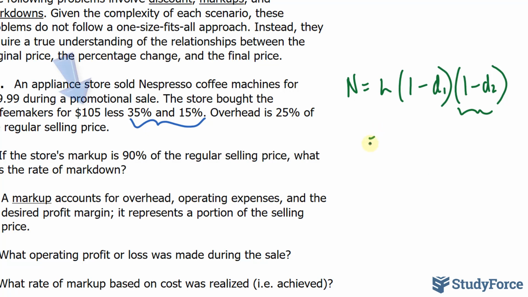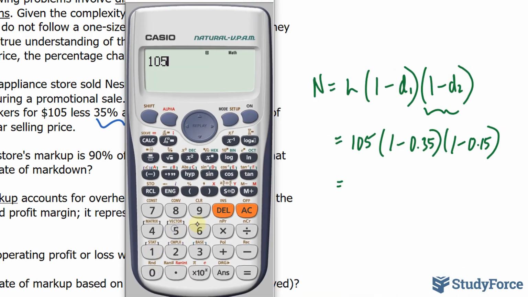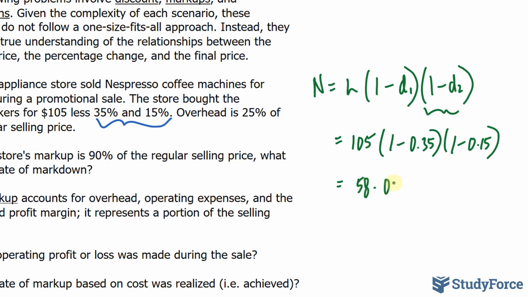So with that being said, the list price is $105. And the first discount is 35%. So I'll change that into a decimal as 0.35 and also change D sub 2 as 0.15. Using our calculator, we have 105 multiplied by 1 take away 0.35 times 1 take away 0.15. And we end up with a net price per unit being $58 and that much change. We want to keep all these numbers as we do the problem. So that is the cost per each unit.